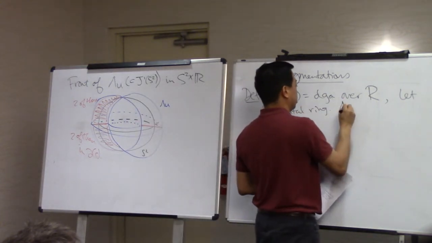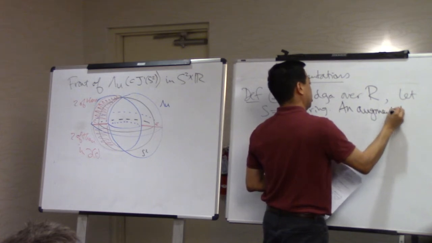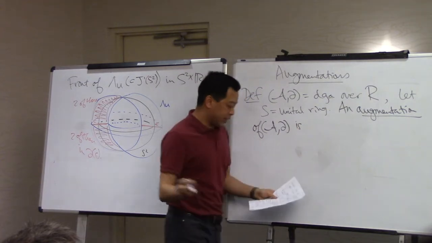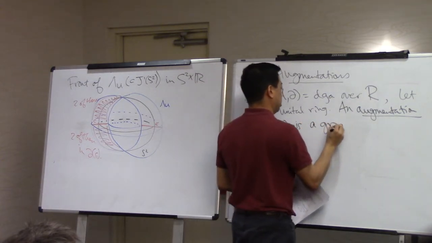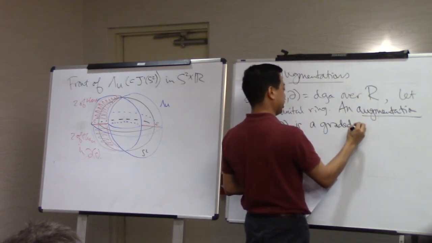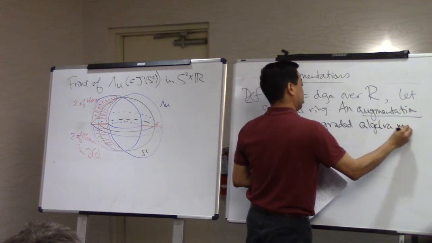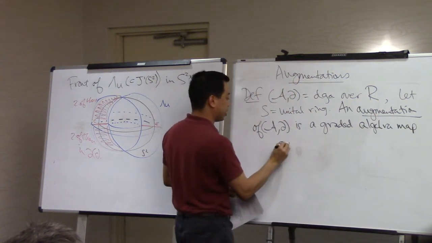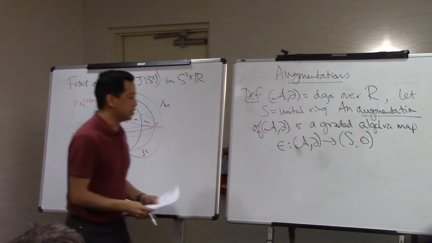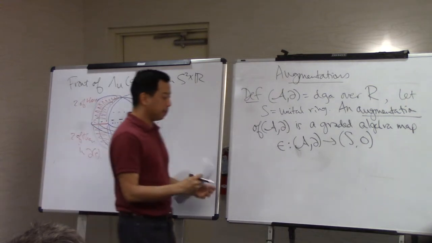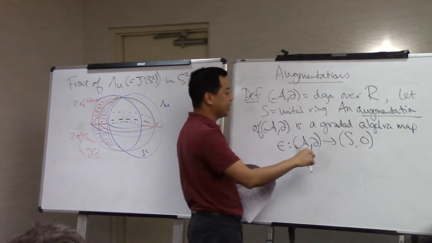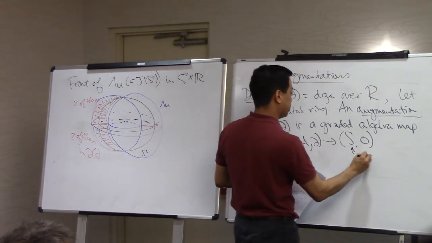So an augmentation of A is a graded algebra map, a differential graded algebra map. Let's just say a graded algebra map respecting differentials. I'll write it as epsilon, and it's going to go from this differential graded algebra to the differential graded algebra S with the zero differential. And how is this graded? I'm going to say that the entirety of S is in degree 0.